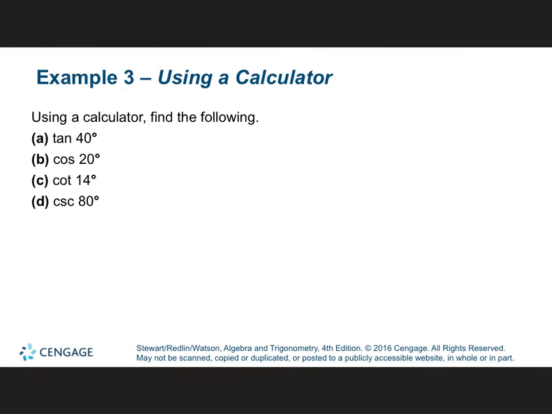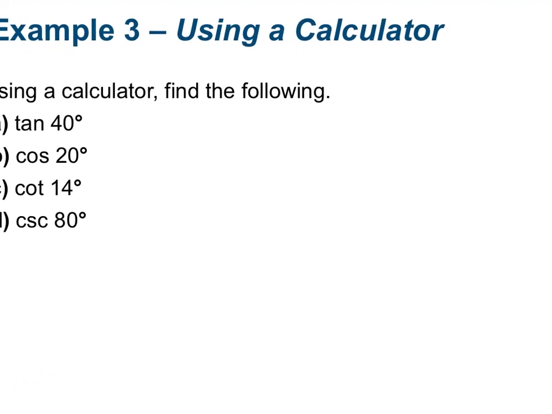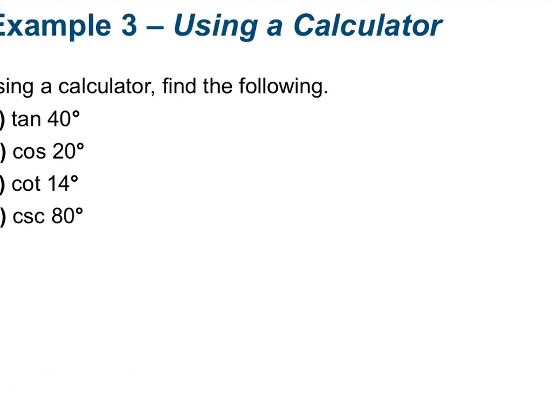For example 3, we're using a calculator to find these values. For example A, we're given the tangent of 40 degrees. So in your calculator, the only thing you have to do is hit that tangent button, type in 40, close your parentheses, and hit enter. It gives you 0.839099631. We're going to round to the 4th decimal place, so this is going to give us 0.8391.